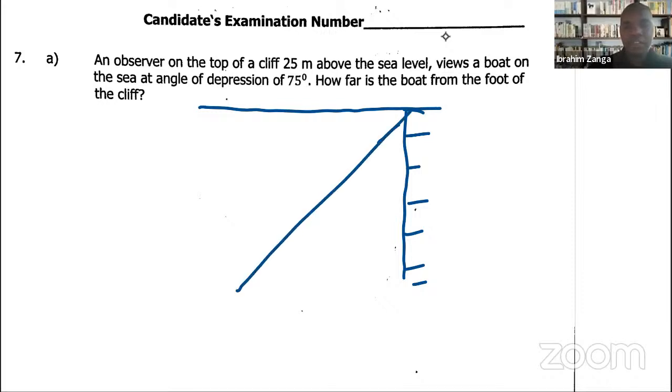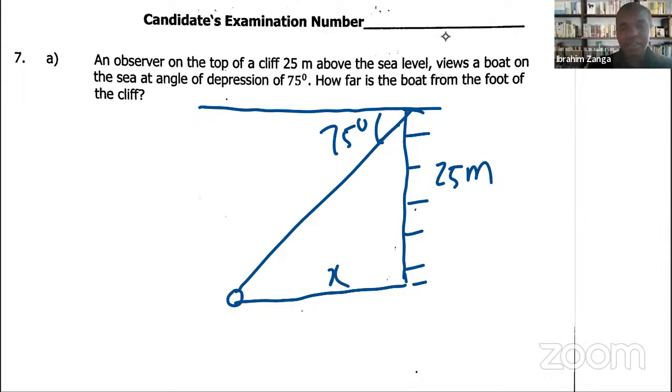So the viewer is now, actually the cliff is 25 meters. And the angle of depression now is 75 degrees. How far is the boat from the foot? So this is the boat here, dear students. And we're supposed to find this distance here from the boat to the foot of the cliff. So because these two lines are parallel, this angle here is going to be also 75 degrees.